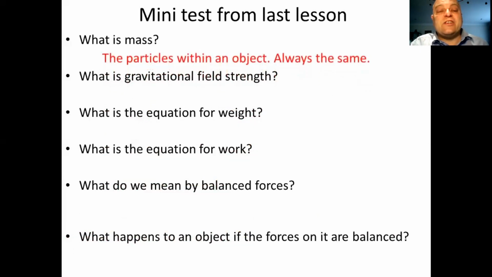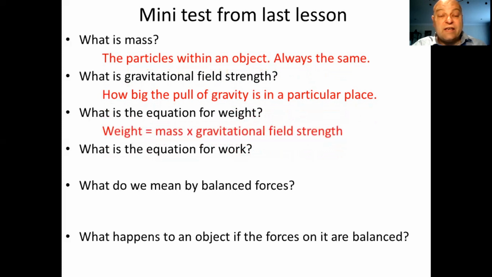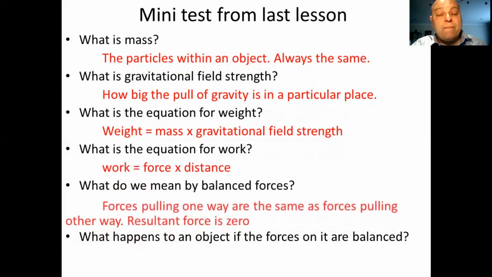Mass is essentially the sum total of all the particles within an object. That stays the same, so mass always stays the same. Gravitational field strength is how big the pull of gravity is in a particular place. The equation for weight is mass times gravitational field strength. Work, force times distance.